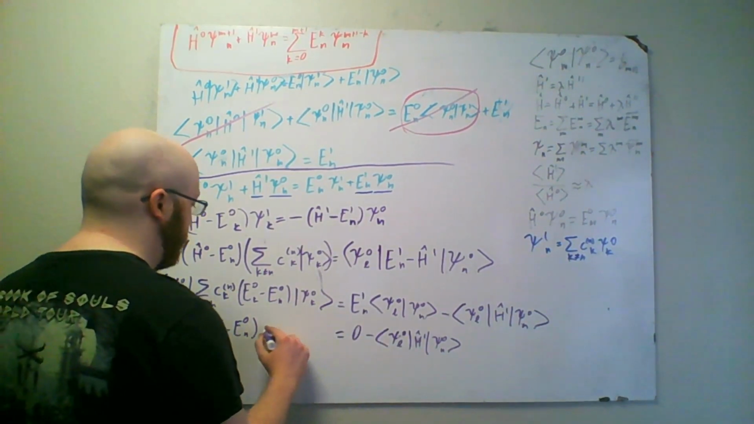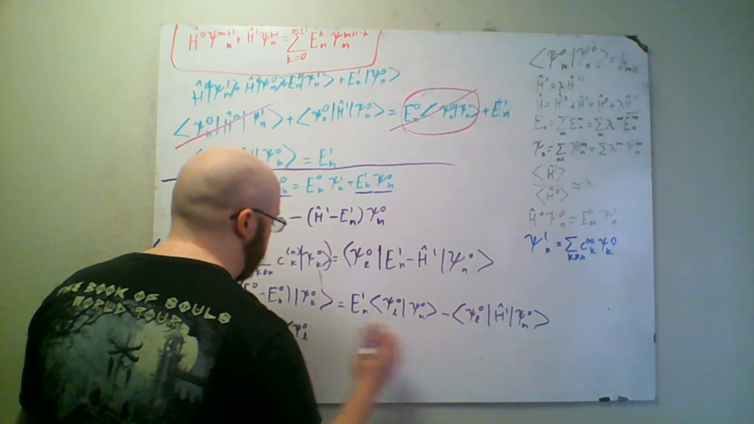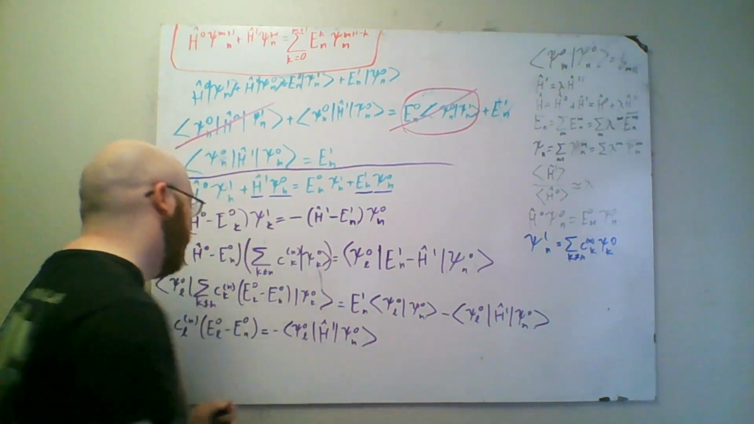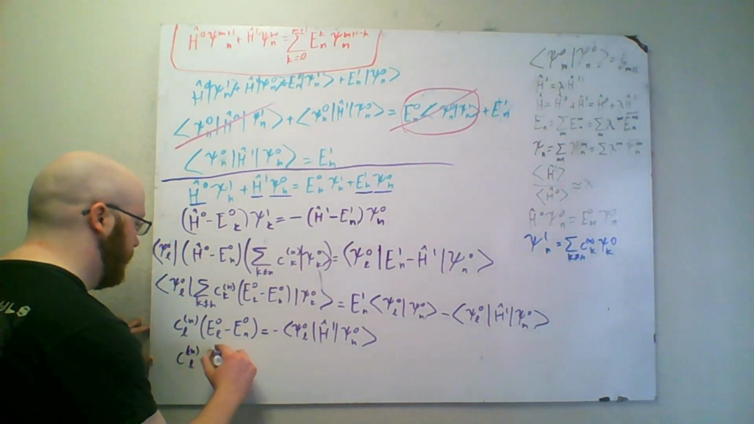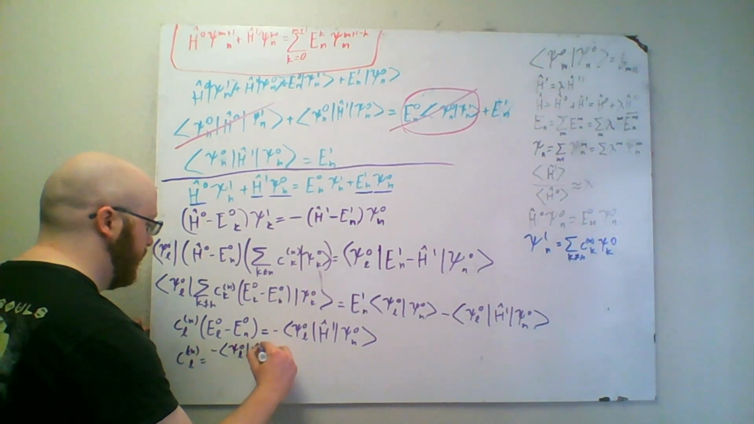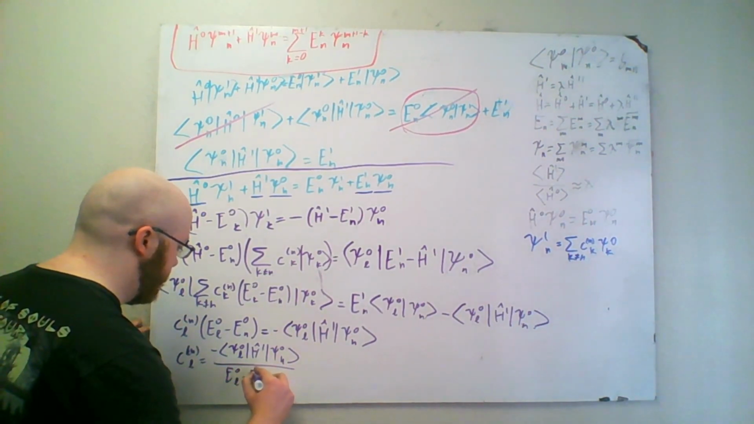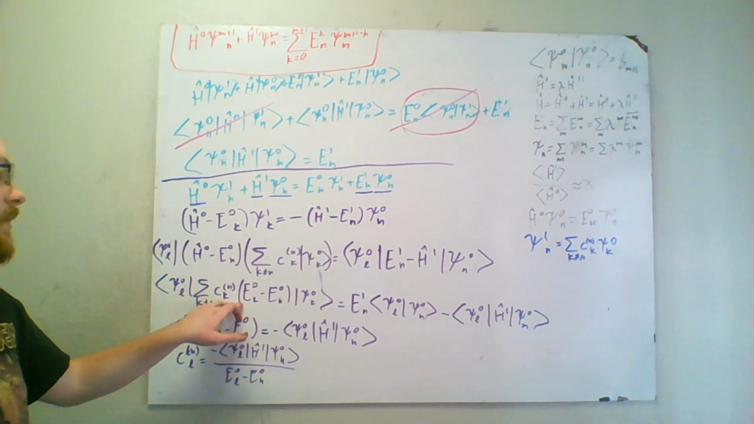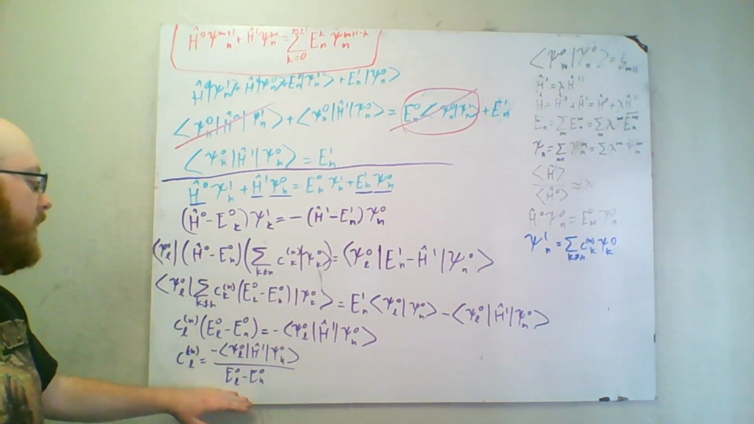equals negative psi 0 L H prime psi 0 N. Okay, so what that means is our C_L is equal to negative psi 0 L H prime psi 0 N over E0 L minus E0 N. And this is where specifically we have to assume L doesn't equal N for some stuff up here, because otherwise it gets 0 equals 0, or we get one term equals 0. Something like that, but here it really has to be different.